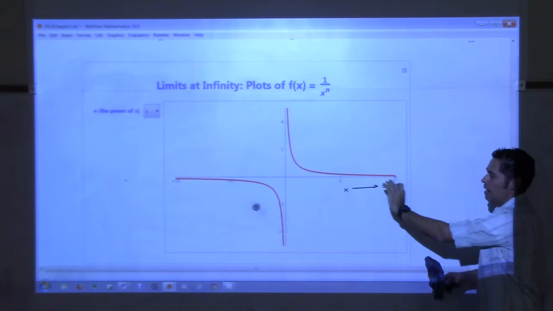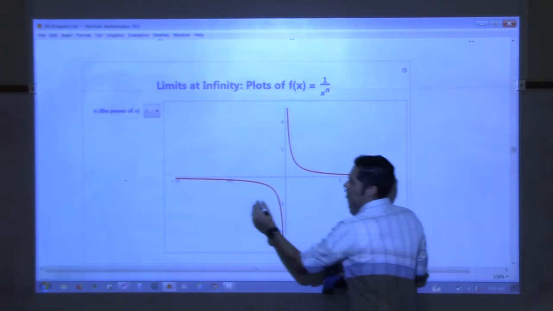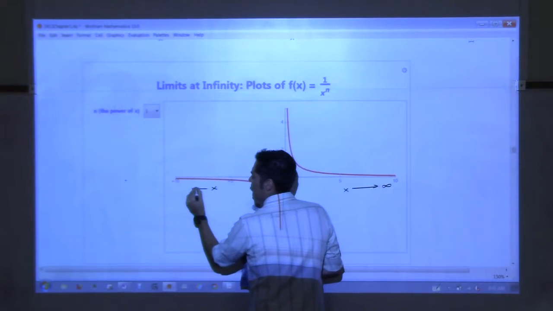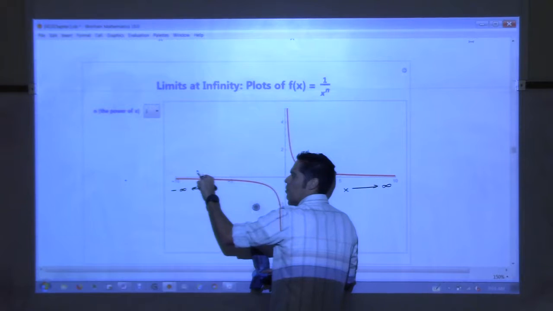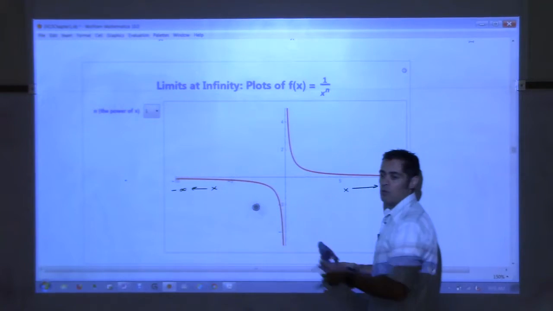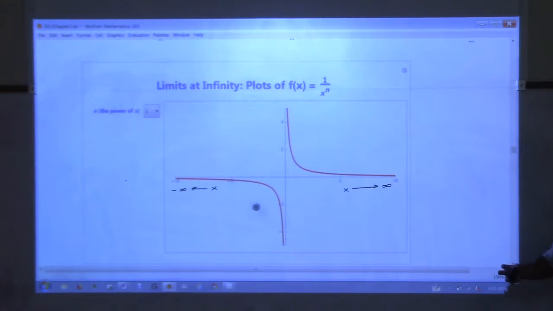Out to the right, the graph gets smaller. And then if we let x head over to negative infinity, that direction, again, it gets smaller and smaller and smaller. This is just a visual verification of the rule I just gave you.